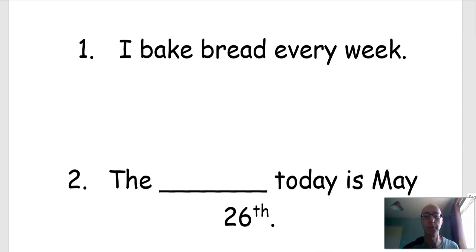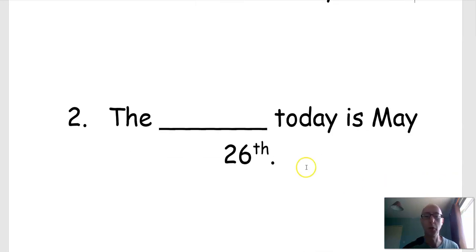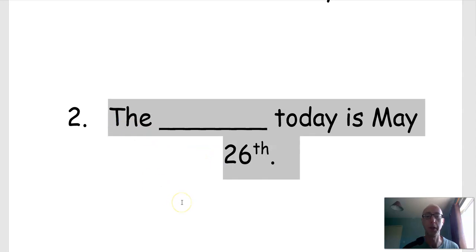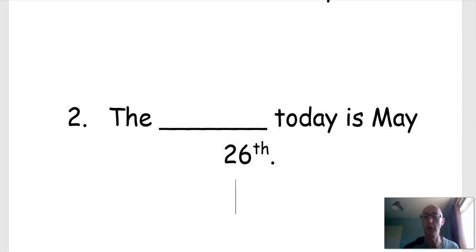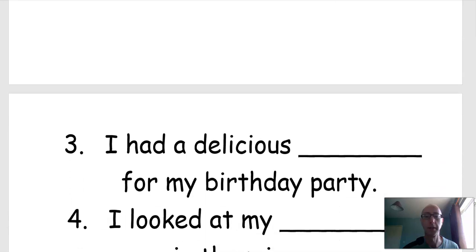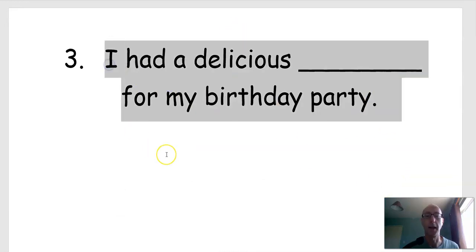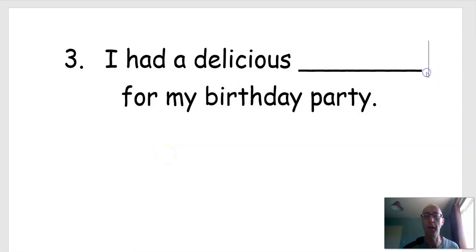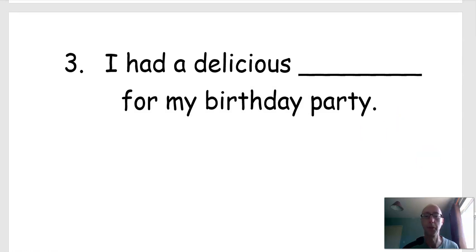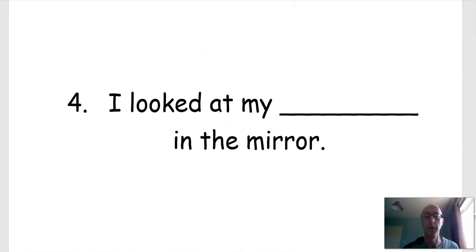The next one you have to do. So number 2, the something today is May 26th. What's the word we need? What's the missing word? Number 3. I had a delicious something for my birthday party. Which word do we use? Number 4.